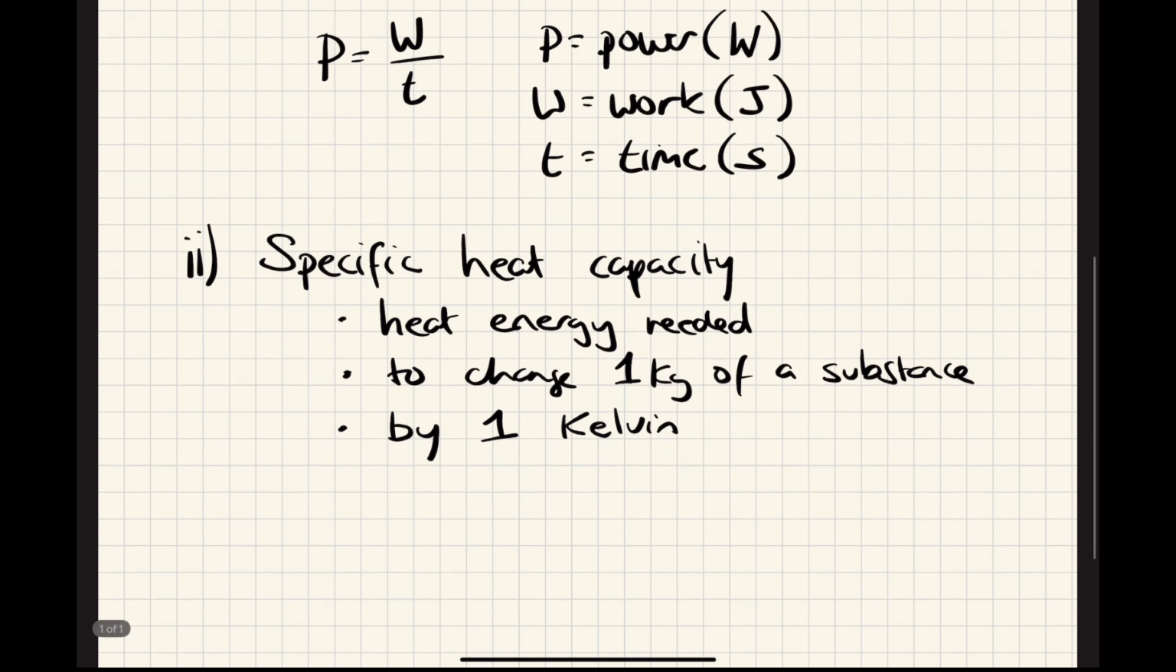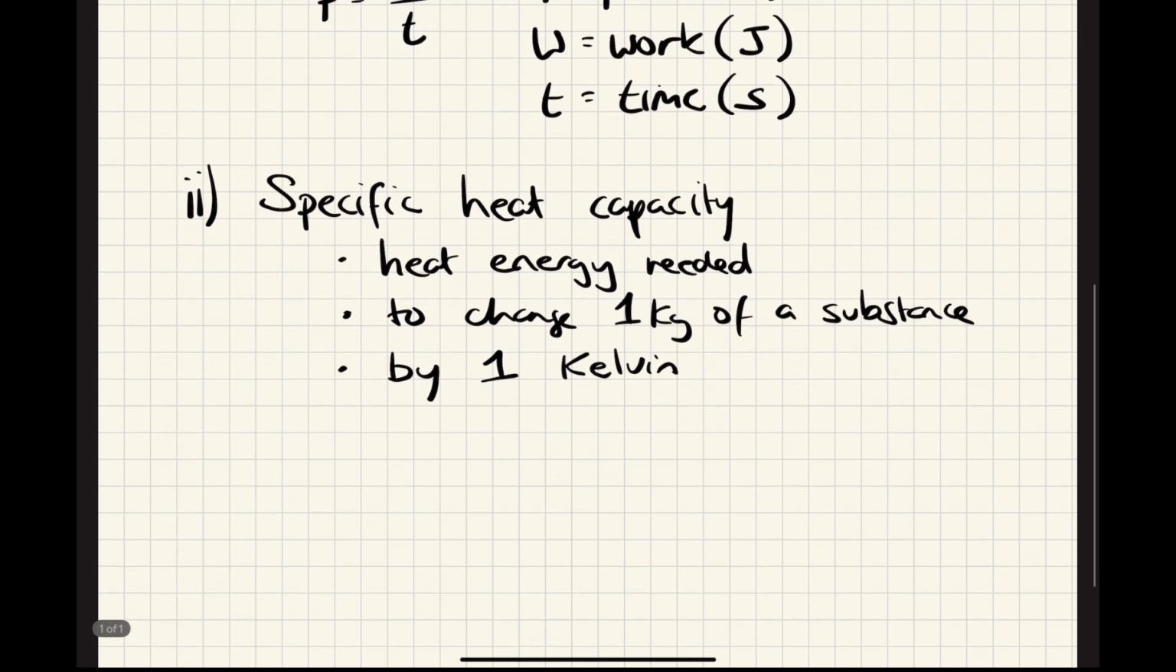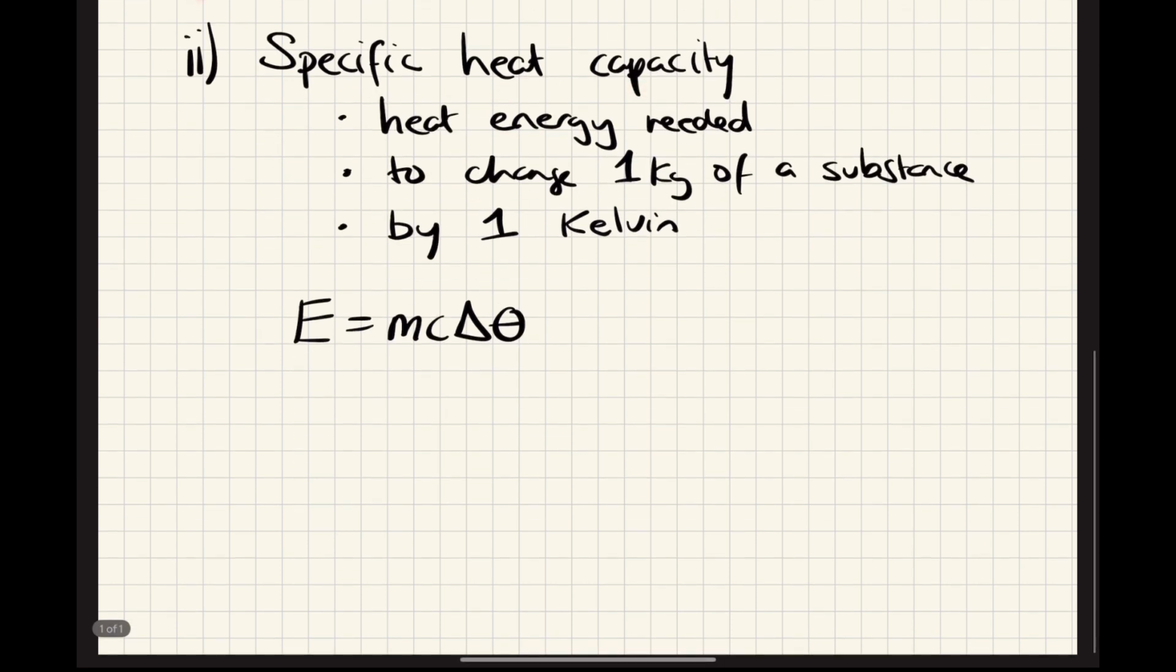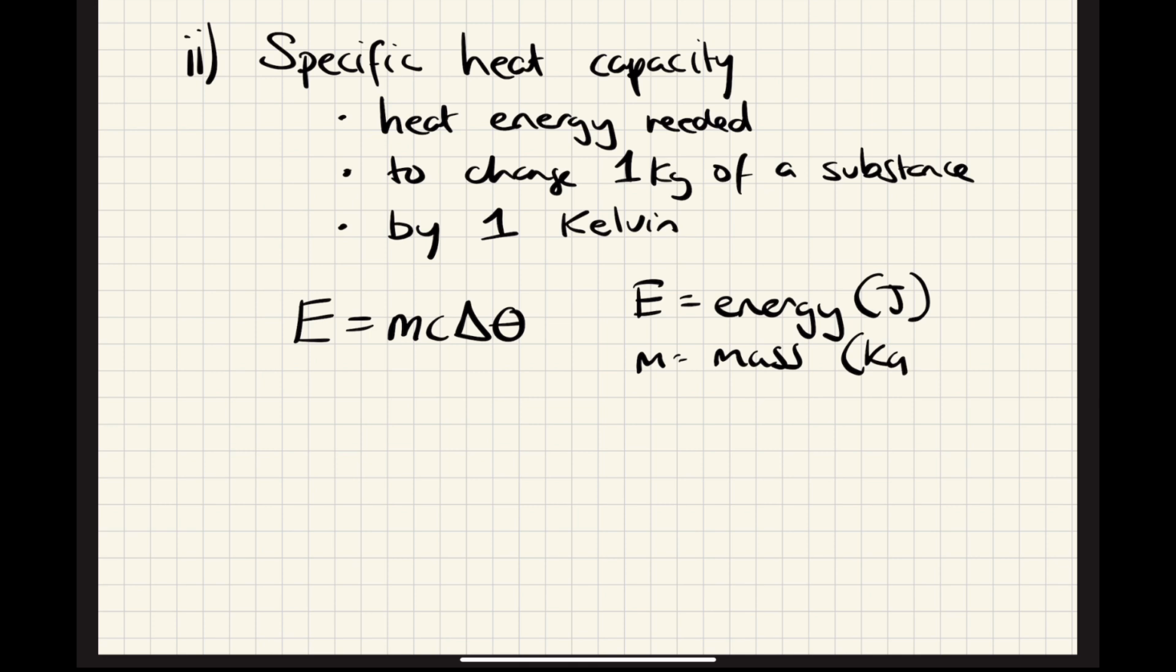The examiner's not going to really dock you for that. Technically it's 1 Kelvin if we're going to be super technical and nerdy about it, but there's no need to get stressed about it. E equals mc delta theta is the equation for specific heat capacity, and make sure to read the question because he could also ask you heat capacity on its own. And again, if you're to give the units, E is for energy, measured in joules. M is for mass, measured in kg.